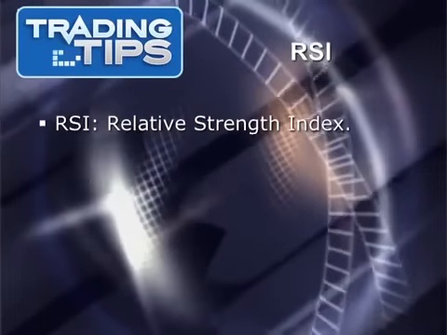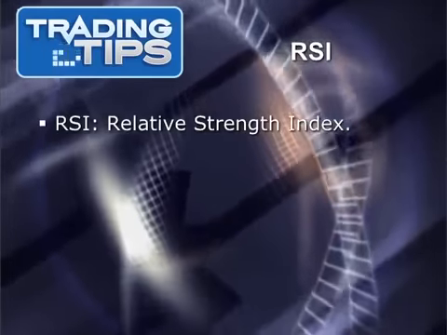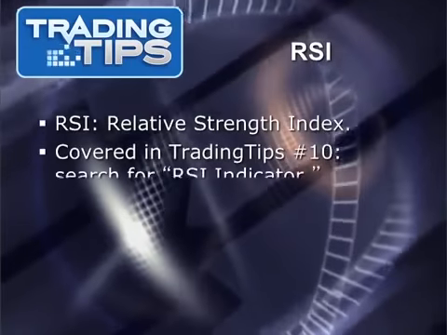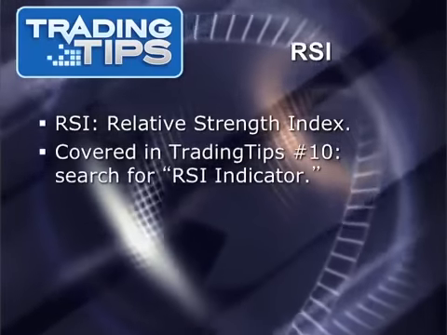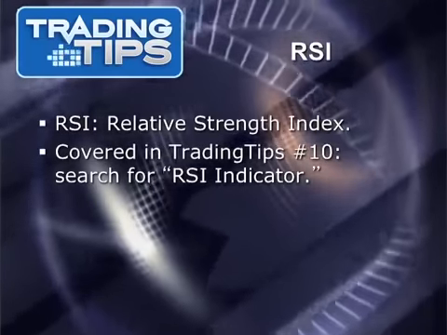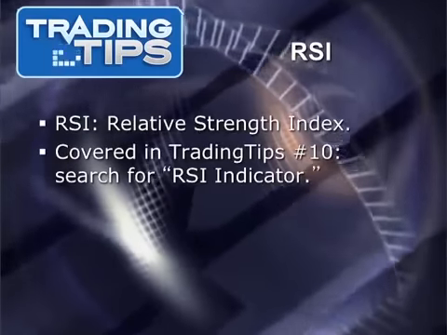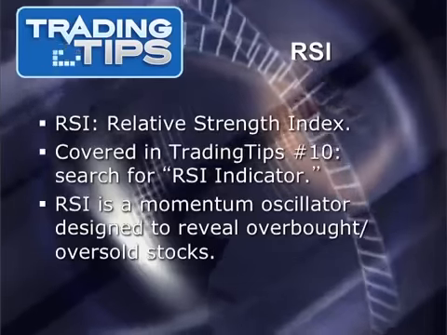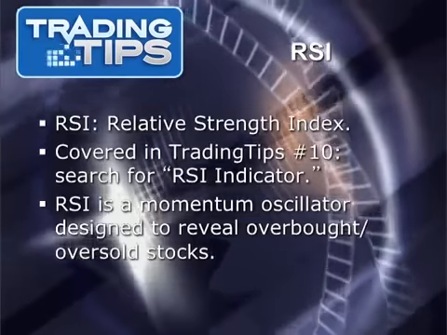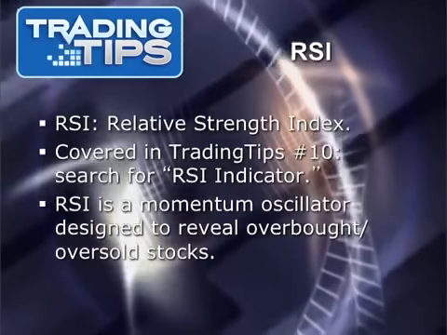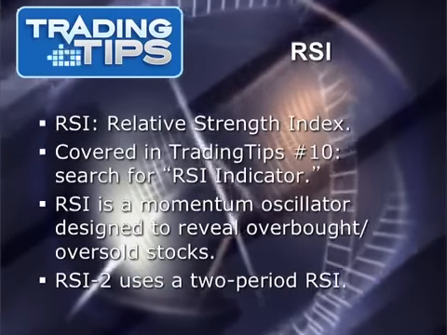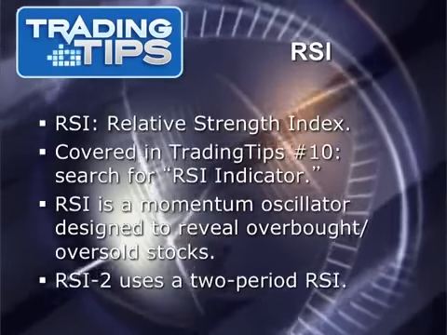First, let's have a brief recap of RSI, or Relative Strength Index. We covered RSI in one of the first episodes of the TradingTips.com video newsletter. It was actually episode number 10. You can find this by searching on TradingTips.com. If you put in the search term RSI indicator and then scroll down to the bottom, you'll find the appropriate episode. You can do your own recap of RSI. Basically, though, if you don't want to take the time to do that, RSI is a momentum oscillator that uses moving averages on up days and down days, which are days when the stock's up or down, to determine whether a stock is overbought or oversold. RSI-2 uses a 2-period RSI in conjunction with other indicators to help you develop a trading strategy.